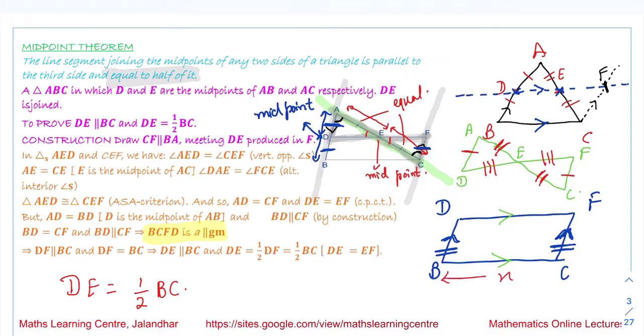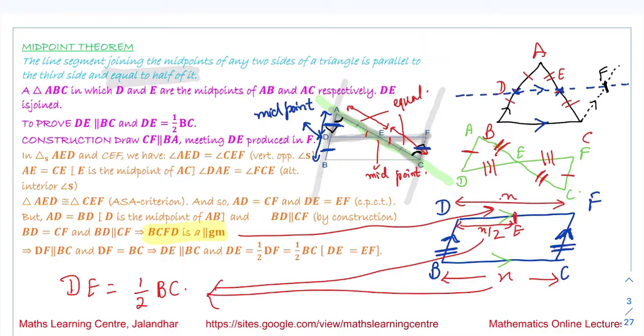Suppose the length of BC is X. This point E is over here. The length of DF is also X because BCFD is a parallelogram. So E is the midpoint over here, which means this distance DE is X by 2, and this is what we have to prove.